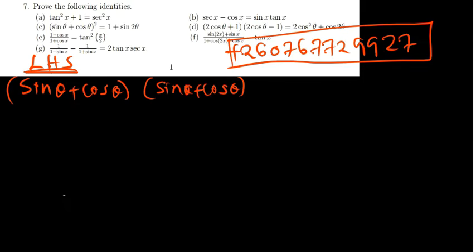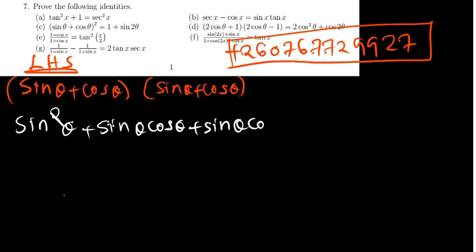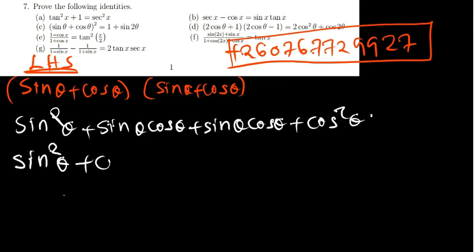Now I can expand. I'm going to have sine squared theta plus sine theta times cos theta. Then cos theta times sin theta gives sin theta cos theta. Cos times cos is going to be plus cos squared theta. Now I can rewrite this and say sin squared theta plus cos squared theta.